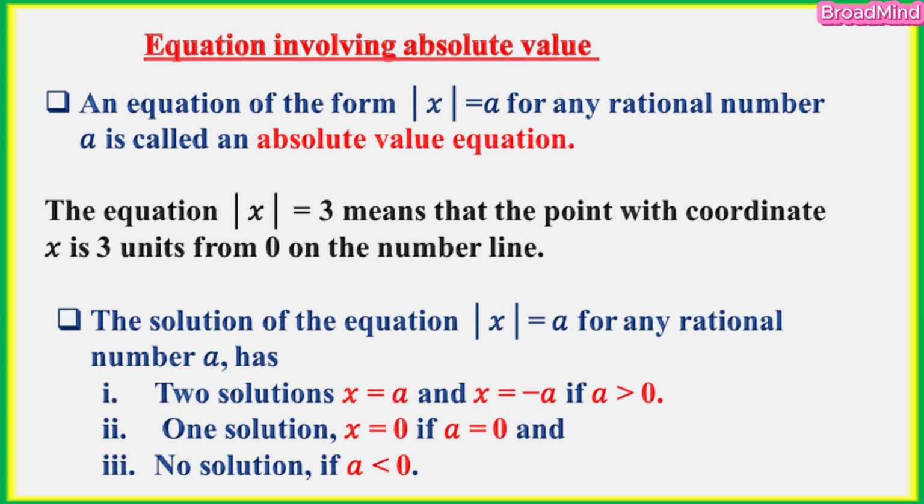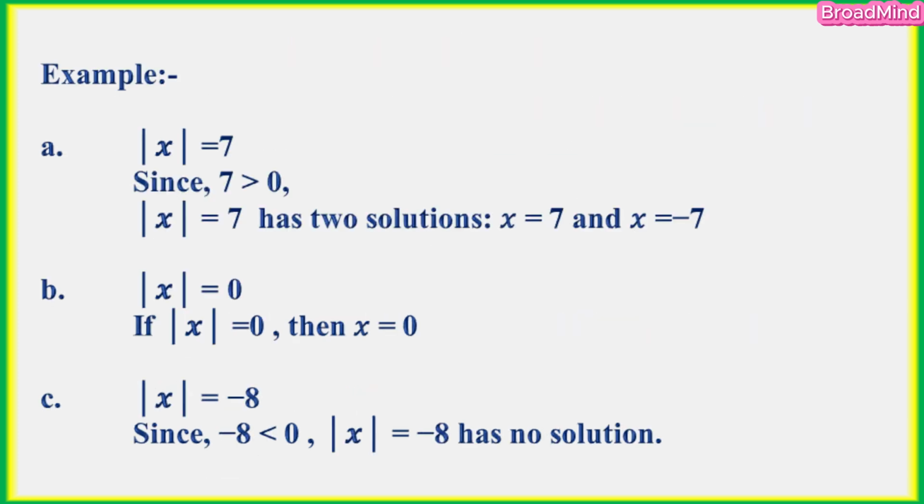The equation absolute value of x is equal to a, for any rational number a, has two solutions, x is equal to a and x is equal to negative a, if a is greater than 0. One solution, x is equal to 0, if a is equal to 0. No solution if a is less than 0. To understand this topic, let us see the following examples.